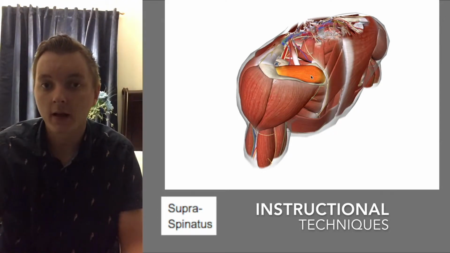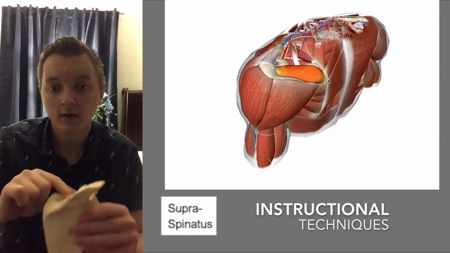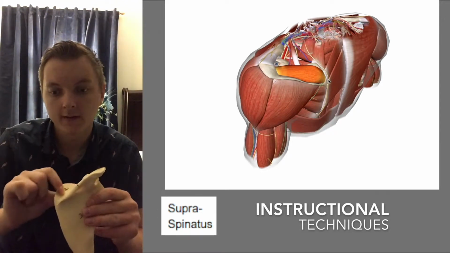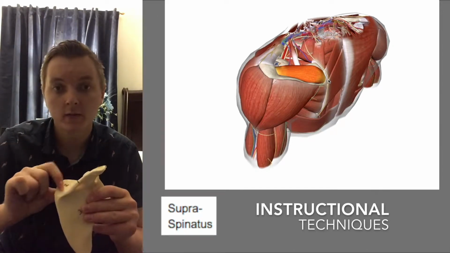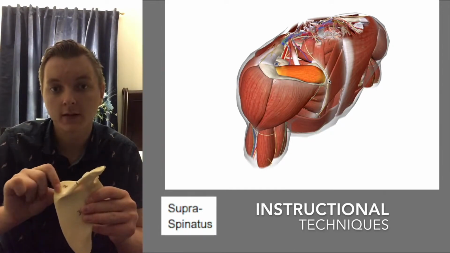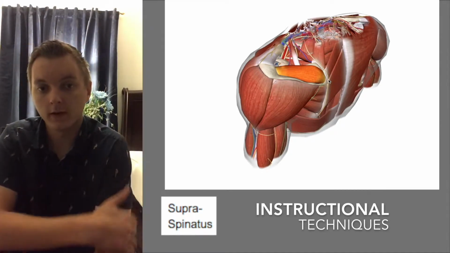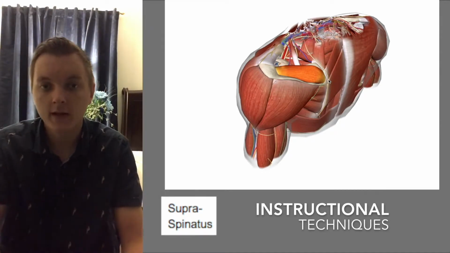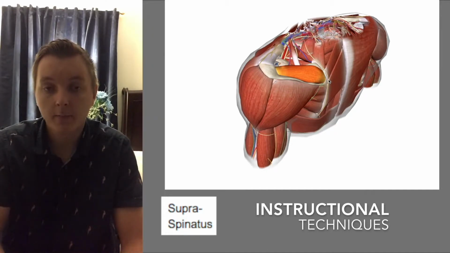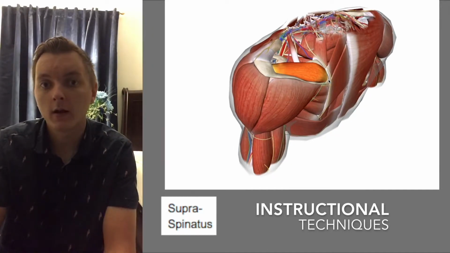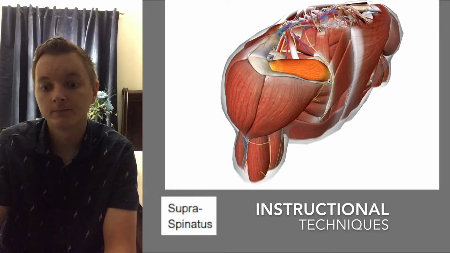An origin is exactly how it sounds. A fossa is a depression. For instance, the origin of the supraspinatus muscle is the supraspinous fossa. The insertion, exactly as it sounds, is the greater tubercle of the humerus. A tubercle is in many ways like a bone landmark or another important area anatomically.